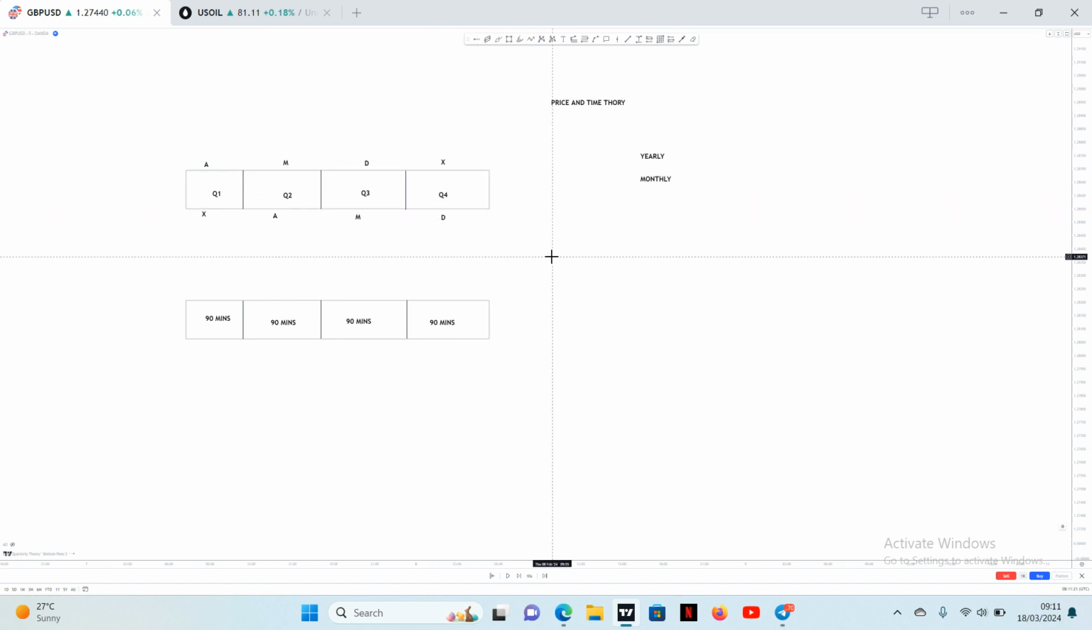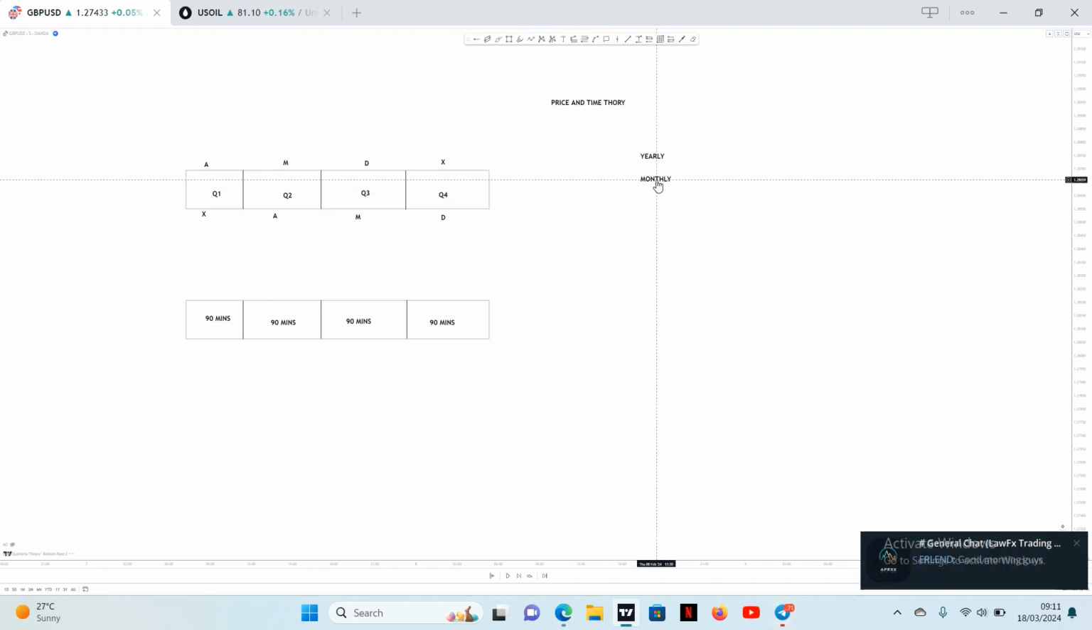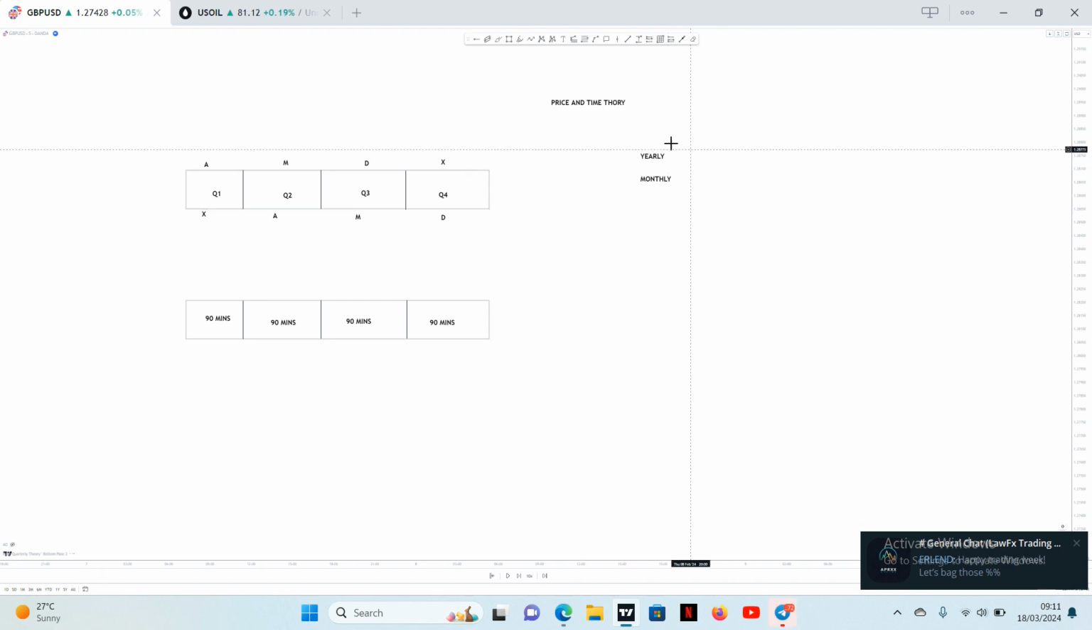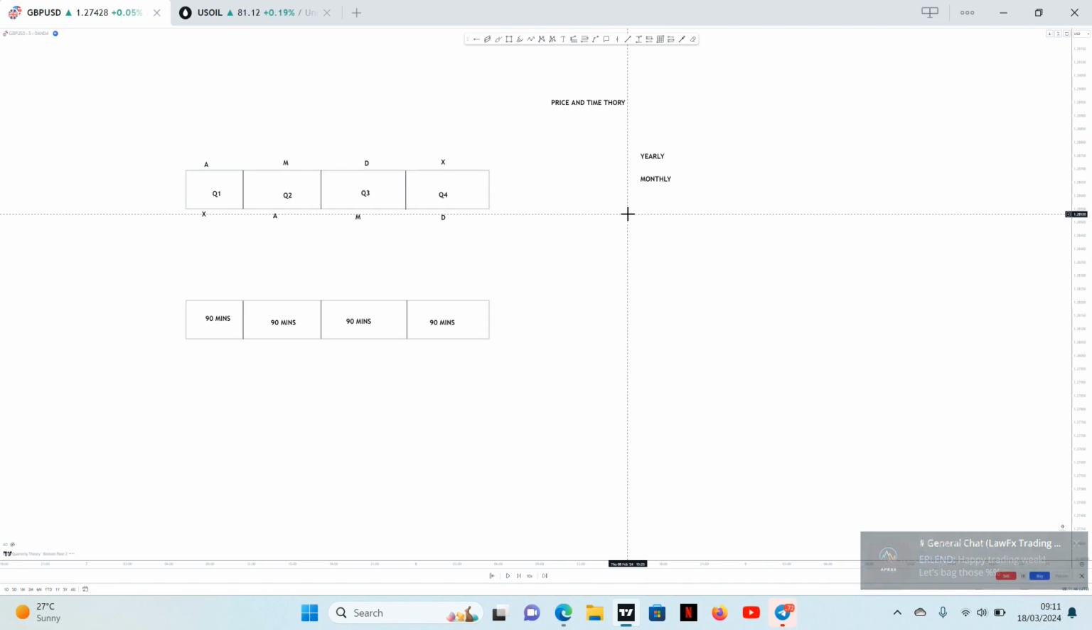Then we can even dive down from weekly to daily. What that means is that the daily itself is also divided into 4 quarters. Each quarter represents a trading session. As you know, we have 4 valid trading sessions in a day.